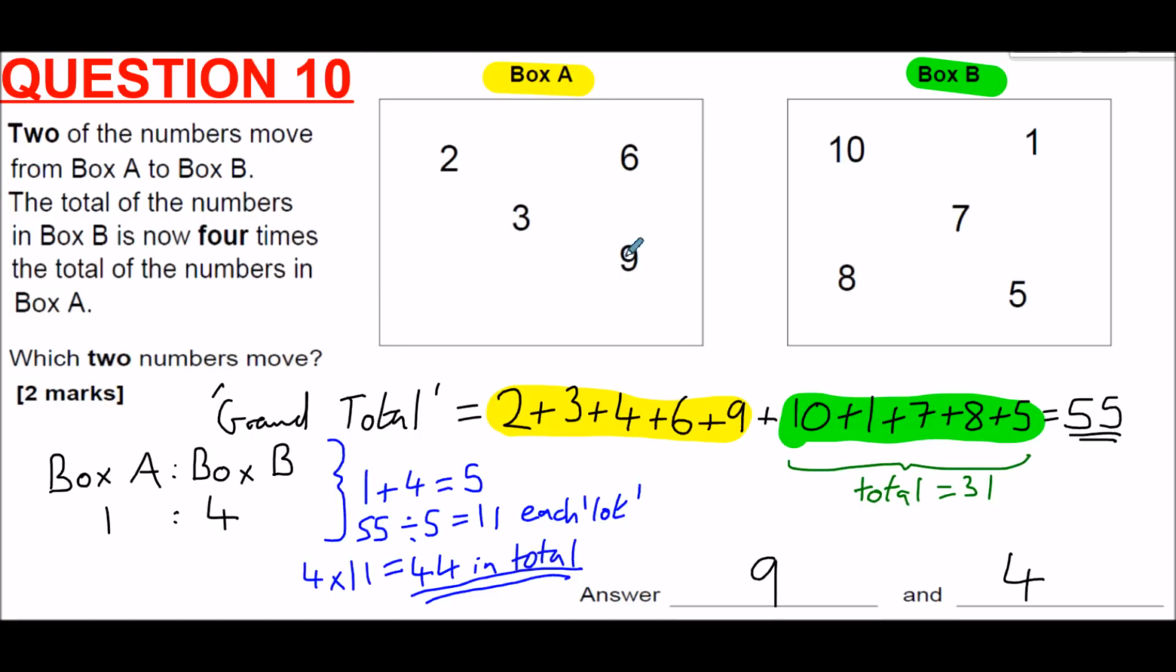So if 9 and 4 moved across and went here, that would then give a total of 44 in box B, with 11 left over in box A, which is, according to the question, what we'd have. 11 to 44 would be the same as saying that box B has 4 times the total of box A. So the two numbers that move must have been the 9 and the 4. And that's question 10 done.